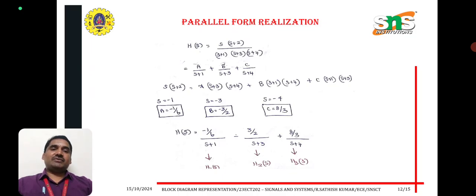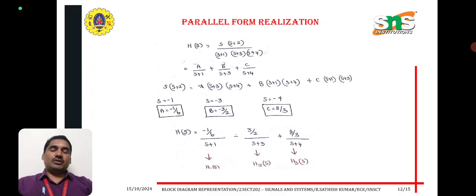S is equal to minus 1, A is equal to minus 1 by 6. S is equal to minus 3, B is equal to minus 3 by 2. S is equal to minus 4, C is equal to 8 by 3. Therefore, H(s) is equal to minus 1 by 6 divided by (s plus 1), minus 3 by 2 divided by (s plus 3), plus 8 by 3 divided by (s plus 4).